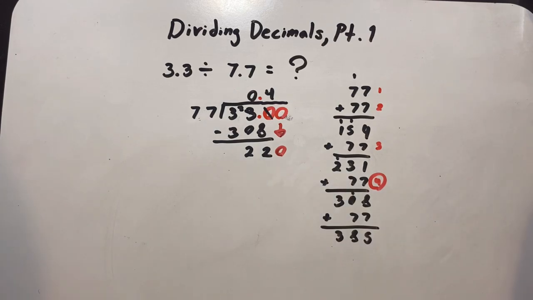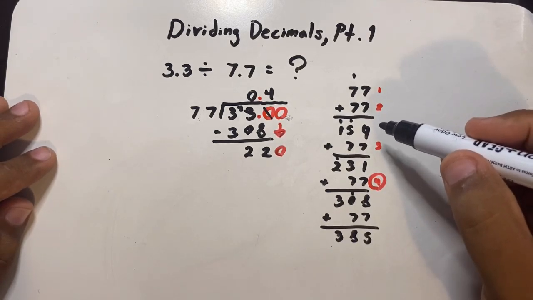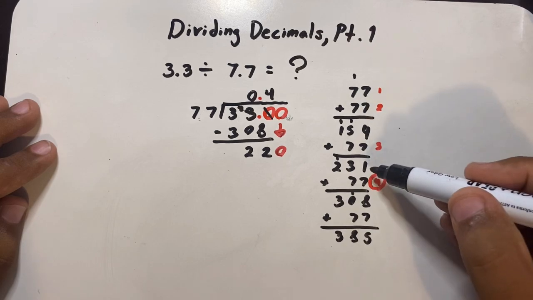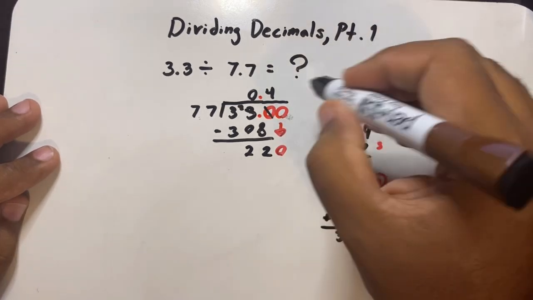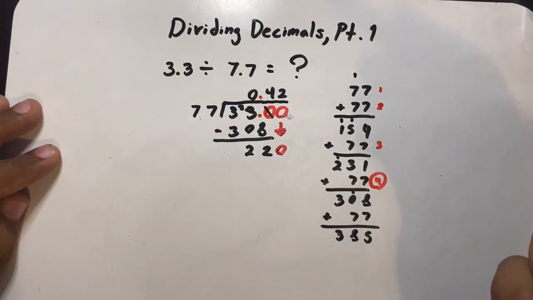So now we have to figure out how many times 77 goes inside 220. And if you look over here, we already have the answer. We know it goes in at least 2 times. We can't do it 3 times because 3 times 77 is 231, which is much larger than this. So we know it's going to be 2. So this number 2 is going to go at the very top. And then we repeat the process.